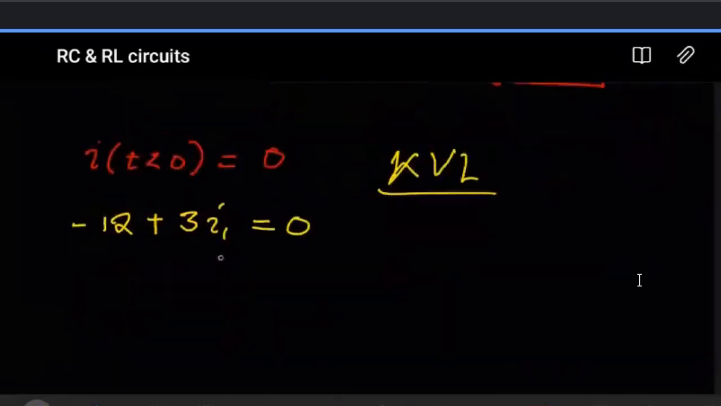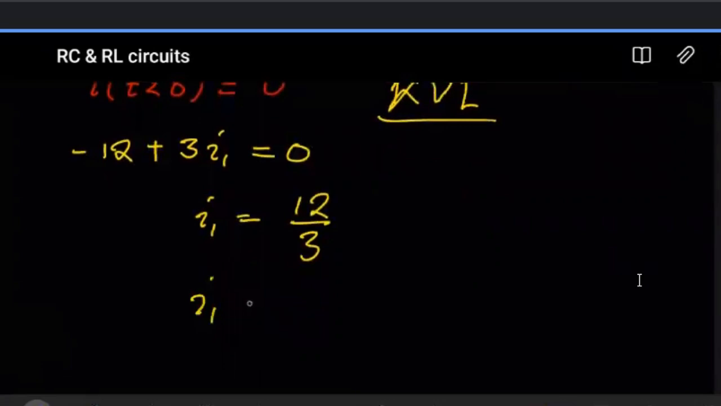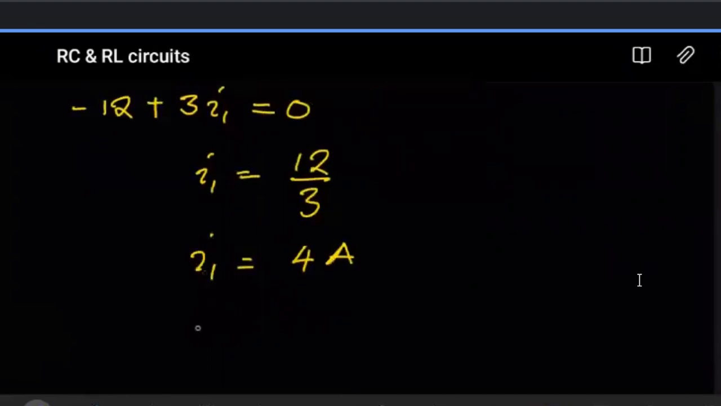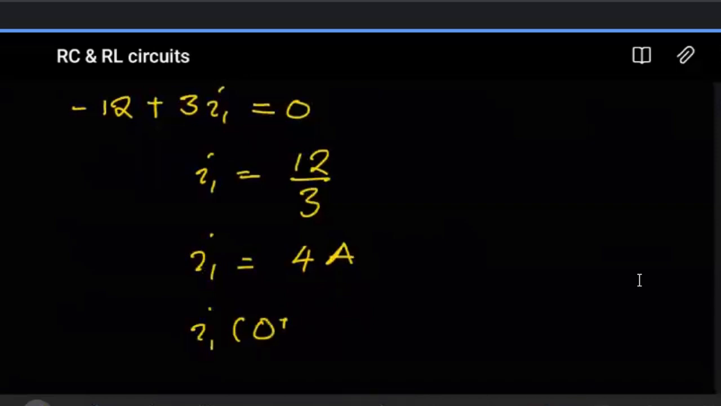So from here, we can easily work out what I1 is. So I1 is equals to 12 over 3. From here, I1 is equals to 4 amps. Now, this becomes the value of the current through that branch immediately when the switch is thrown. So for t equals 0 going upwards, this is going to be the starting point. So this is going to be 4 amps. Is that okay?